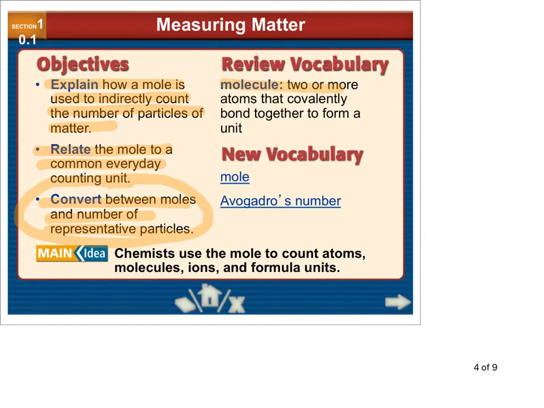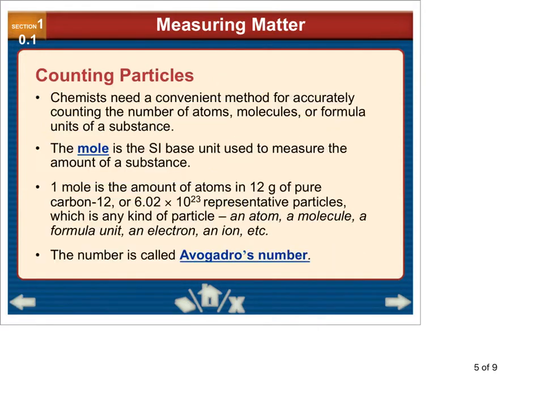Review vocab. You realize the molecule, two or more atoms covalently bonded together. New vocab will get mole and Avogadro's number. The main idea, chemists use the mole to count number of atoms, molecules, ions, and formula units. Because the atoms and ions are such small quantities, we need a convenient method for accurately counting these, and the mole works out great for this.